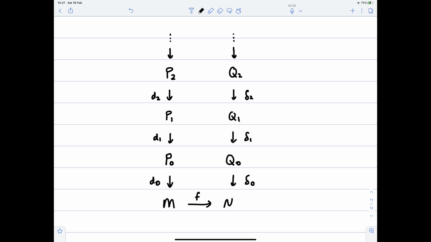Consider the composition from P0 to N. Let's put the map off to the side of the diagram. Next, notice that the map delta 0 is surjective because Q is a resolution of N. Let's add delta 0 on the right. Since P0 is projective, this diagram has a lift. Let's call the lift F0 and add it back into our original diagram.